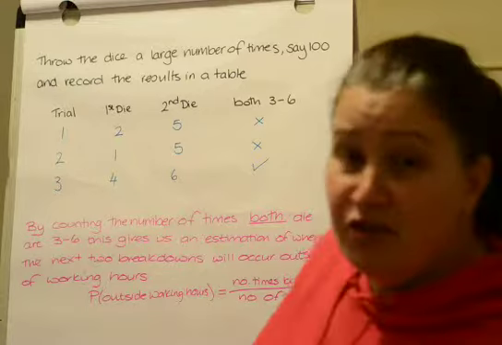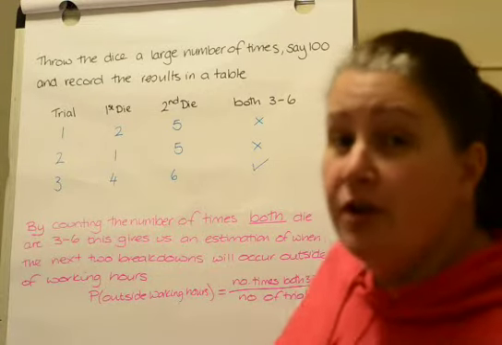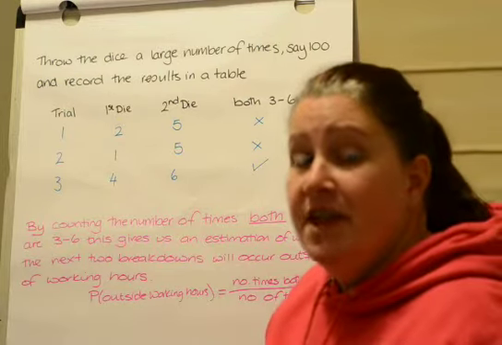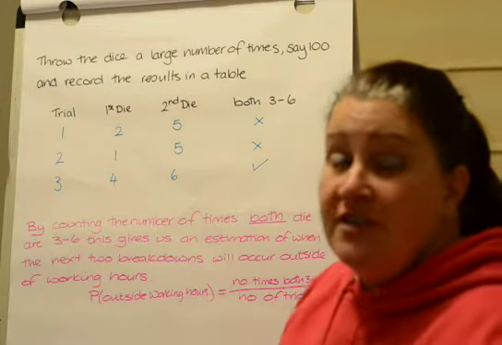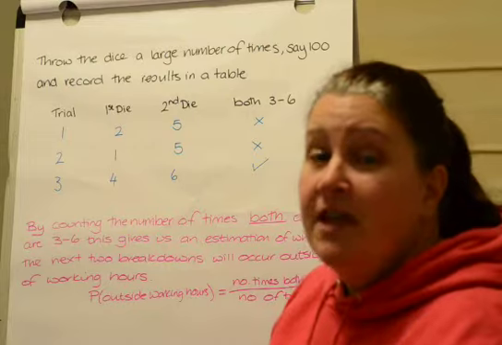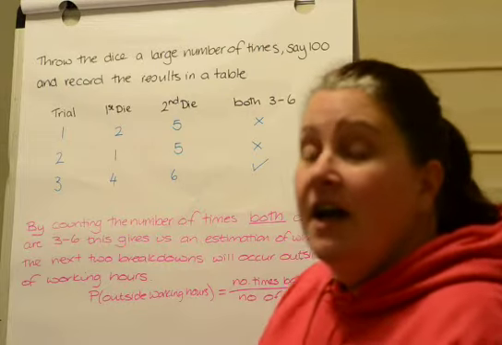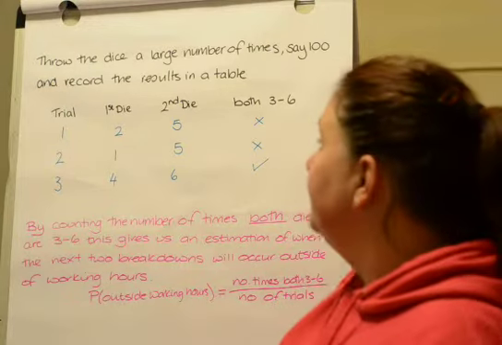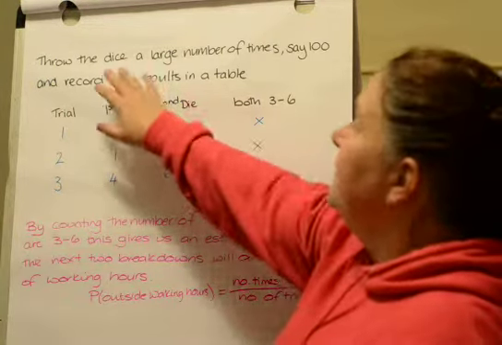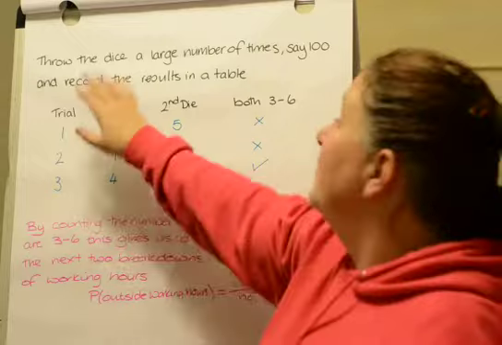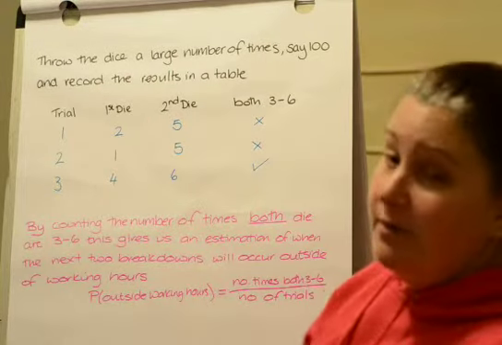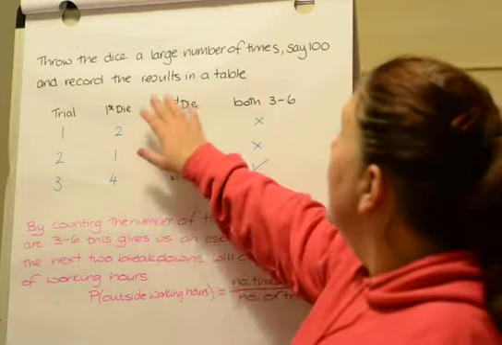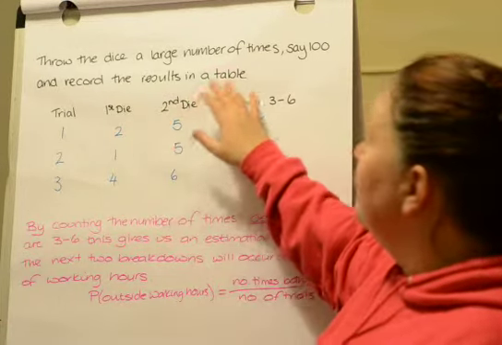I'm actually going to get you to do some work now. Once you've finished watching the video, I'd like you to do this experiment for yourself. If everyone does that, we should have some really good data when you come back into the classroom. So find 2 dice and then throw the dice a large number of times, about 100, and you need to record the results in a table.